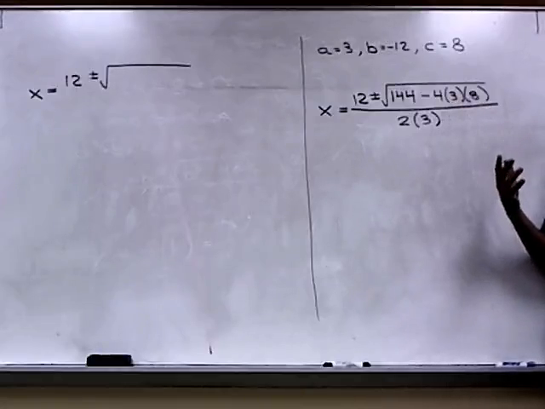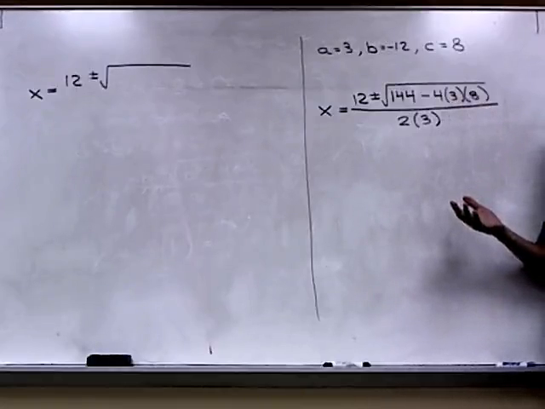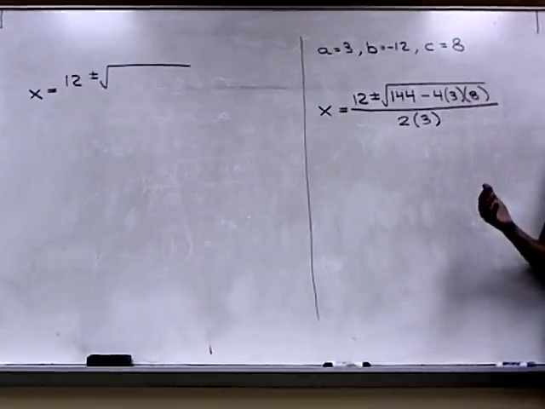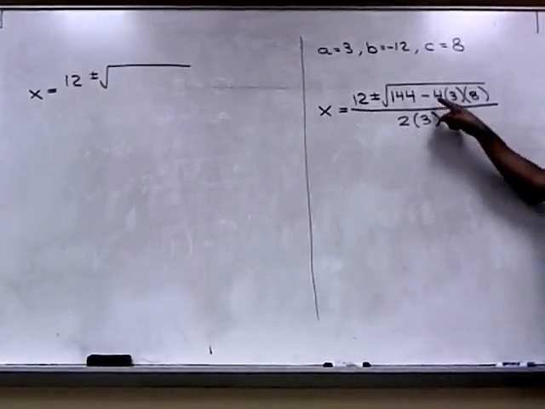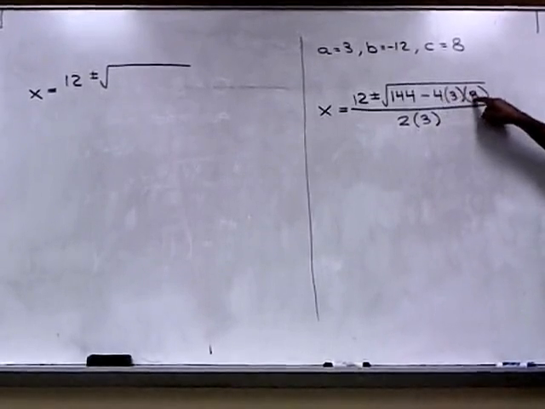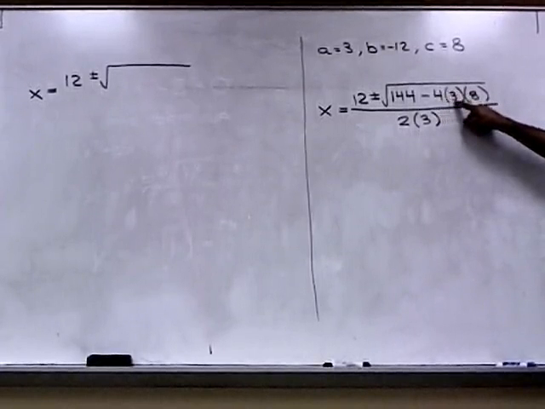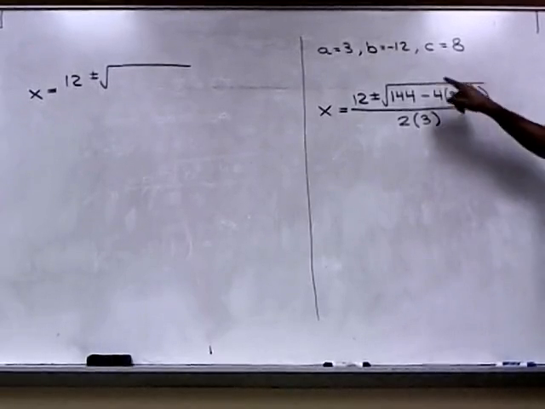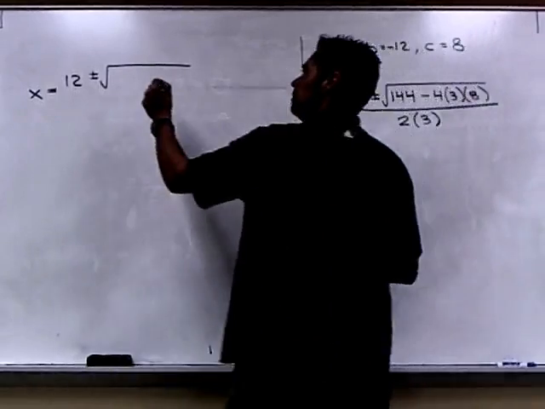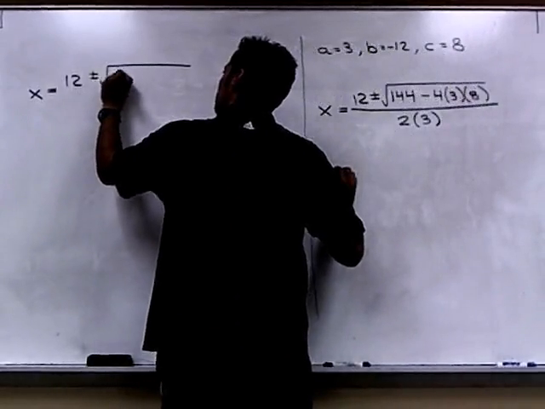So one negative, it's negative. Two negatives, it's positive. Three negatives, it's negative. So just like if you're multiplying, right? One negative gives you negative. Two negatives become positive. Three negatives stays negative. So I look at this as being one negative and two positives. So what is 4 times 3? 12. What's 12 times 8? So it'll be -96. And I have the 144 in front of it, right?